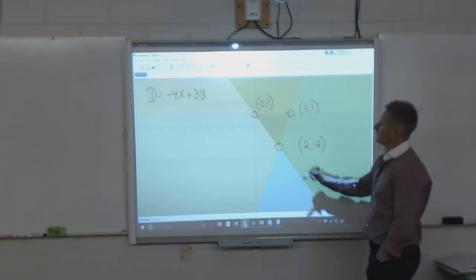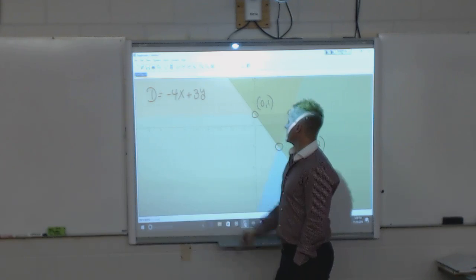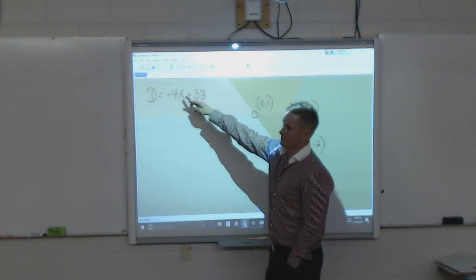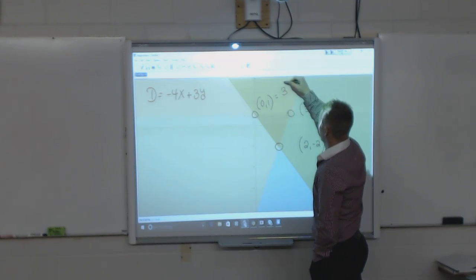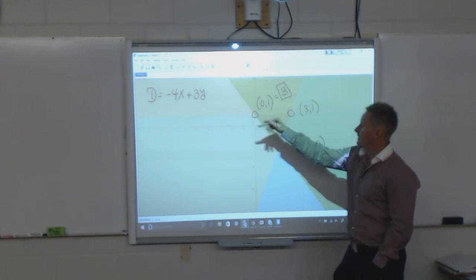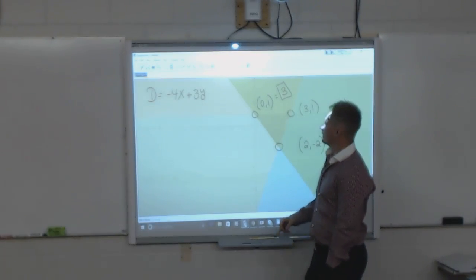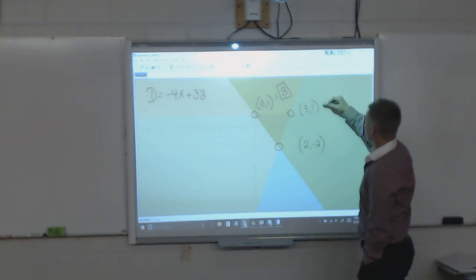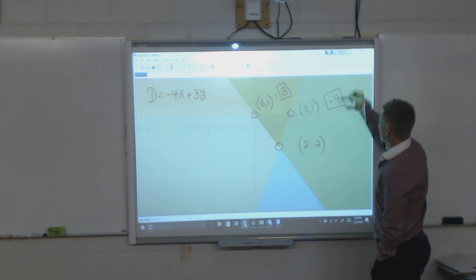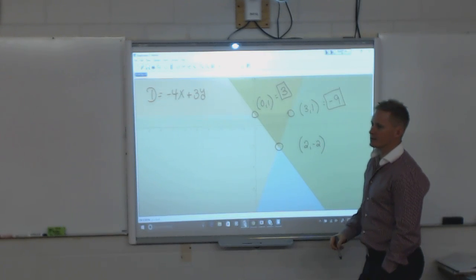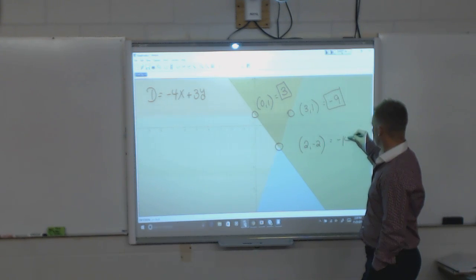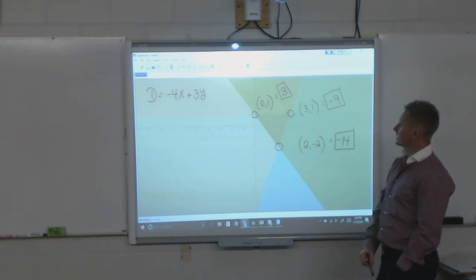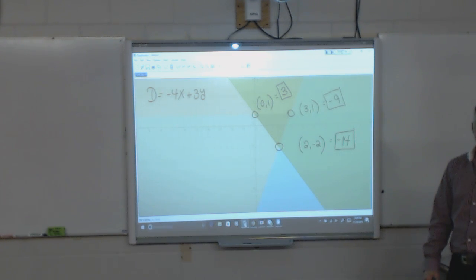Yeah. All right. So I put 0 in here. 0 times negative 4 is 0. Plus 3 times 1, which is 3. So there's the first one. 3 in. 3 times negative 4 is negative 12 plus 3 is negative 9. 2 times negative 4 is negative 8. Negative 8 plus negative 6 is negative 14. What is our maximum value? 3, and it comes from the coordinate 0 and 1. There you have it.